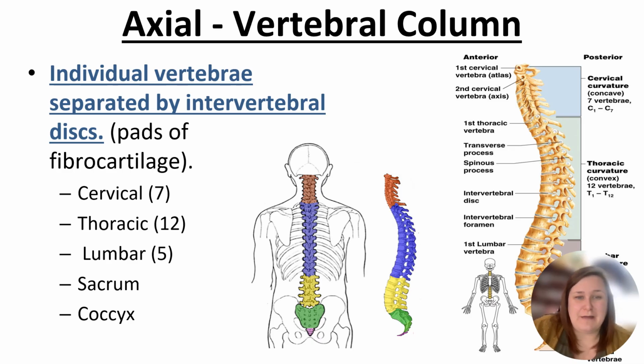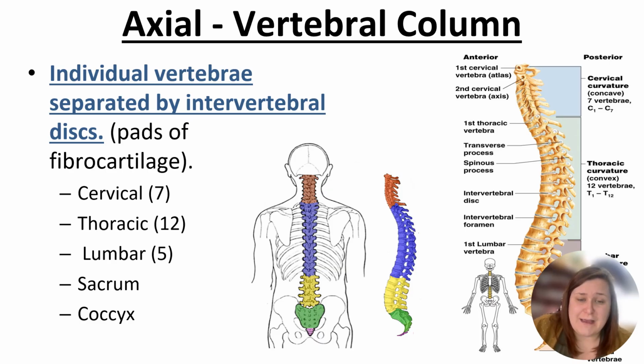Let's talk a little bit about our vertebral column. So we're going to have individual vertebrae. These are going to be separated by intervertebral discs. These are going to be little pads of fibrocartilage that just provide a little bit of cushion. We're going to have 7 cervical vertebrae. These are going to be the ones in red right here. We're going to have 12 thoracic vertebrae. These are going to be the ones in blue.